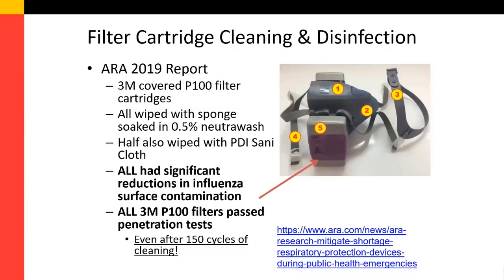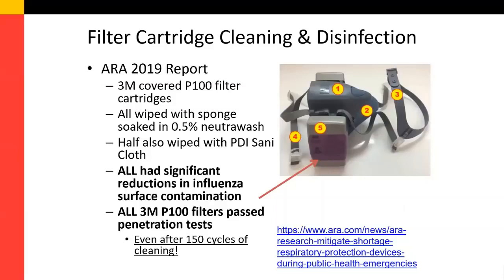What about filter cartridge cleaning and disinfection? Applied Research Associates had a 2019 report that evaluated this topic, and they studied 3M covered P100 filter cartridges. All of these cartridges were wiped with a sponge soaked in 0.5% NutriWash, and then half of the rest were also wiped with a Sani cloth. They had previously been contaminated with influenza.